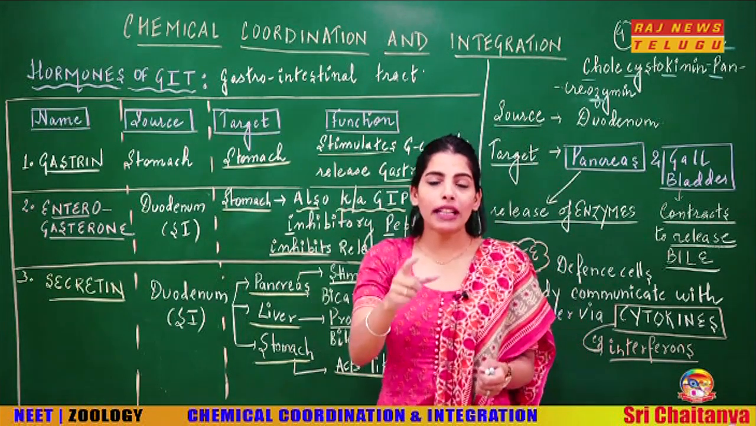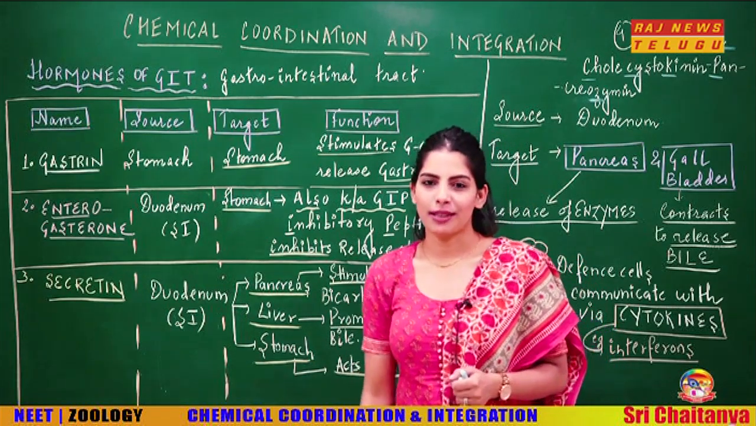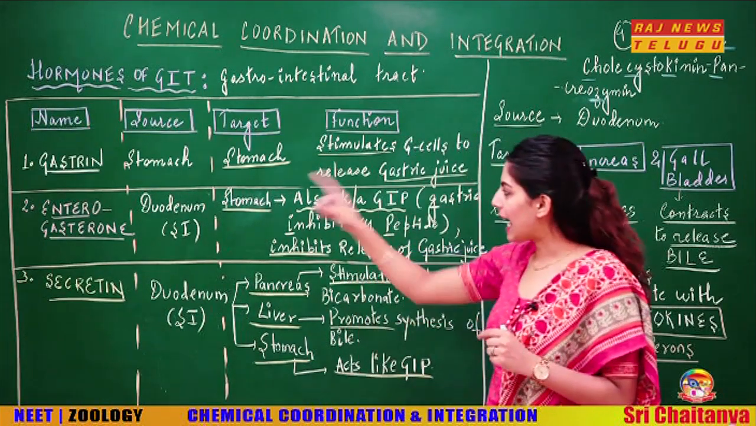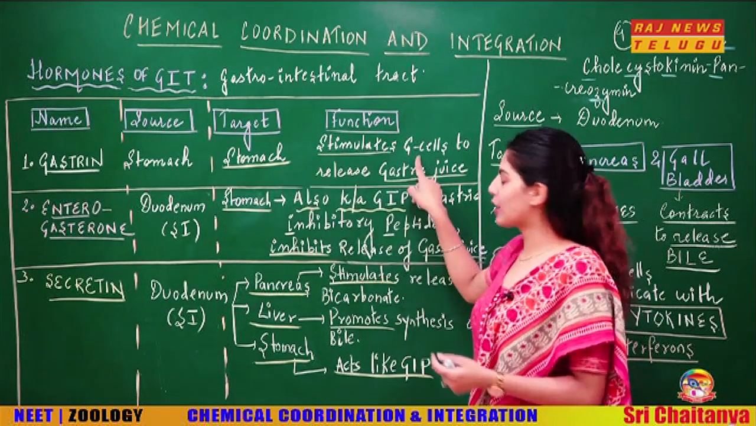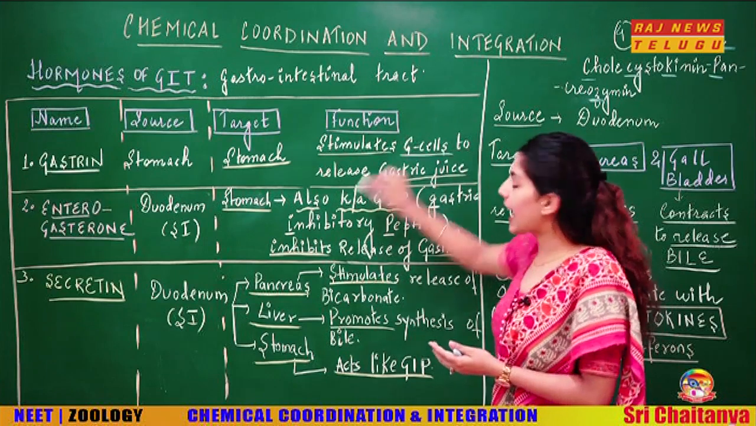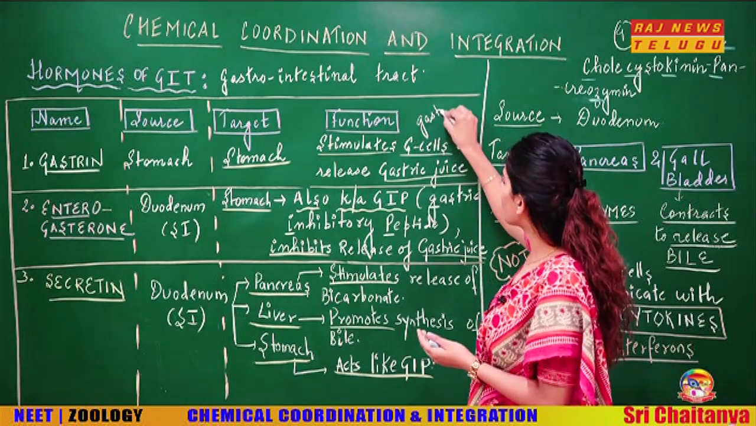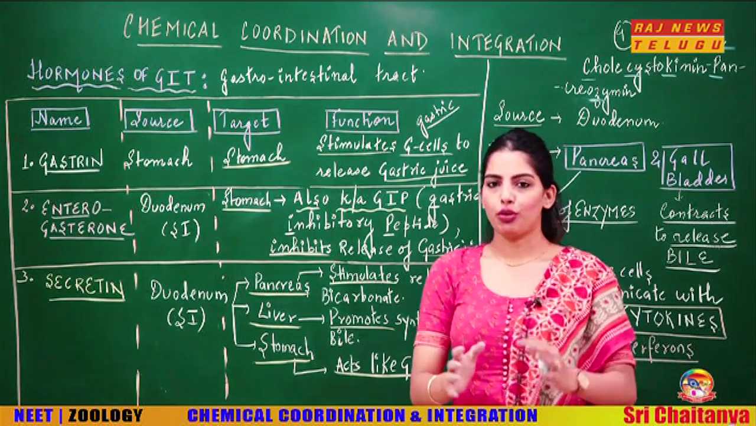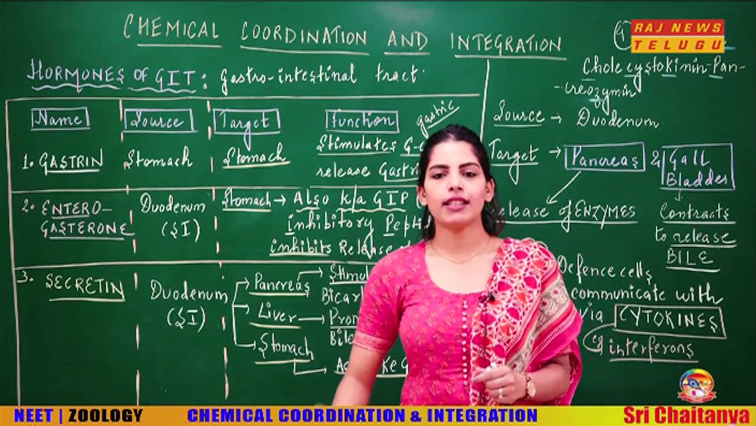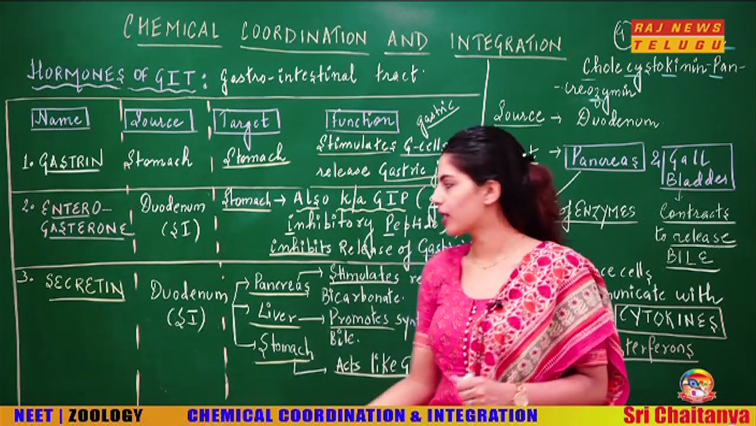Now you know very well that in the stomach you have gastric juice. So what happens when this gastrin acts upon the stomach? It is going to stimulate certain cells called G cells, gastric cells. It is going to stimulate the gastric cells, which are the exocrine part, to release the gastric juice. So source of gastrin, stomach, target stomach, and function to release the gastric juice.